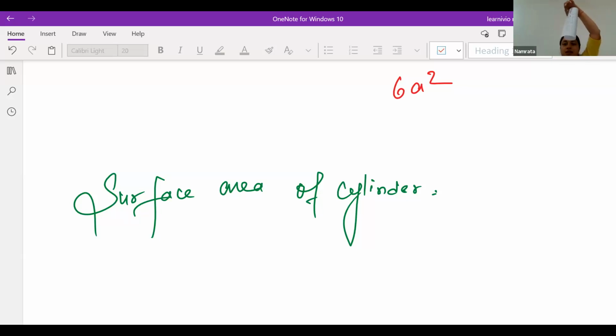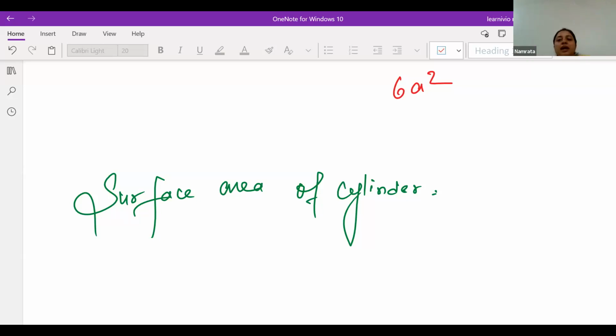Can you see a cylindrical shape over here? Everybody, can you see a cylindrical shape? Yes, ma'am. Now we are going to find the surface area of the cylinder. How will we do so? Earlier we had a rectangular sheet. Now we are folding it and making a cylinder out of it.